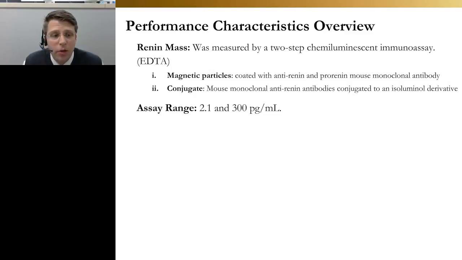Let's talk briefly about performance characteristics of the assay. So Renin-Mass is a two-step chemiluminescent immunoassay that is run in EDTA plasma. The method consists of magnetic particles coated with anti-renin and pro-renin mouse monoclonal antibodies. And the conjugate is a mouse monoclonal anti-renin antibody conjugated to an isoluminol derivative. The overall assay range stated by the manufacturer is 2.1 to 300 picograms per milliliter.